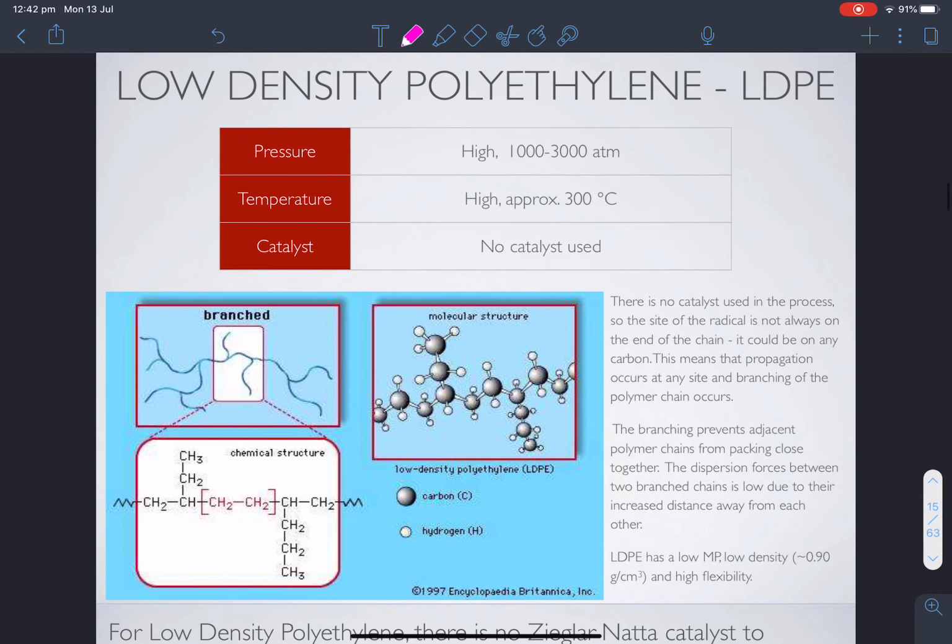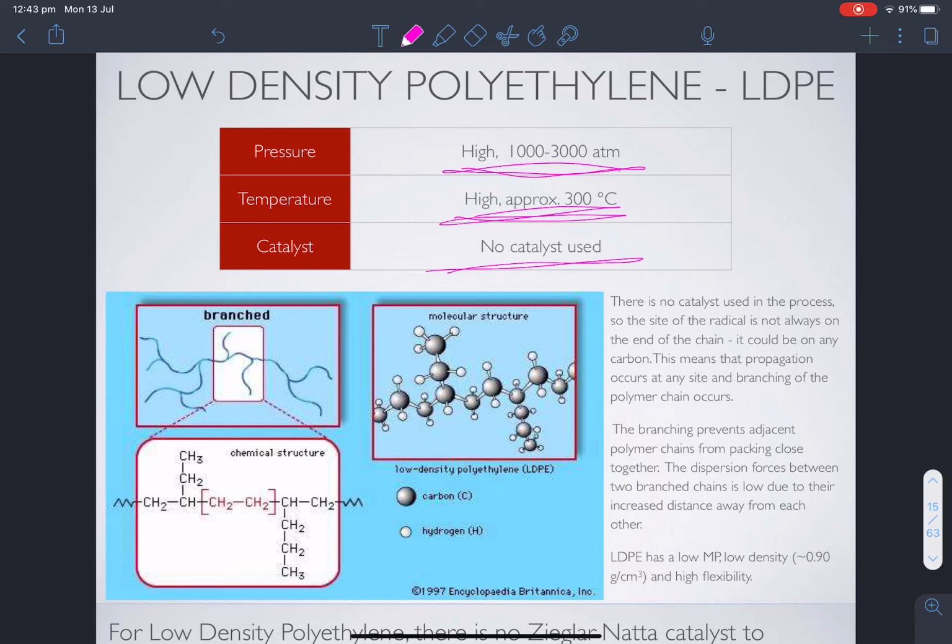Let's contrast this to low density polyethylene. Our pressure here is high. We're talking thousands of atmospheres. Large big tanks with lots of reinforcing, lots of safety monitoring happening there with low density polyethylene. We've got a higher temperature, 300 degrees Celsius, and look, no catalyst is used. So with no catalyst, the site of the radical is not always going to be on the end of the chain. It could be anywhere in the chain.